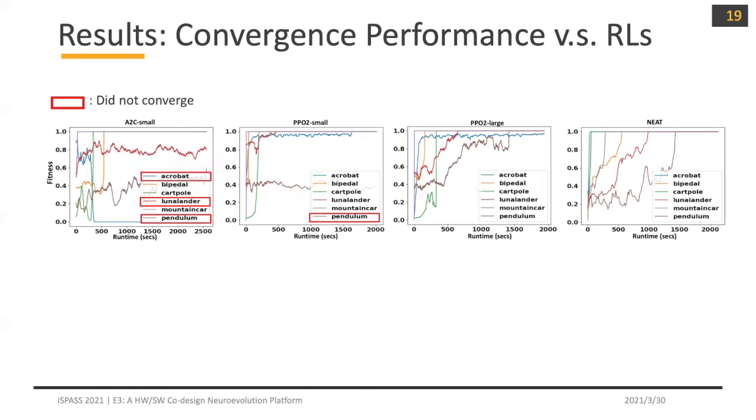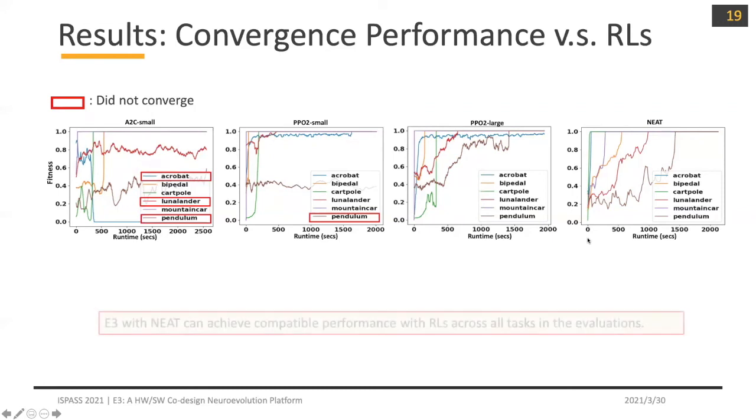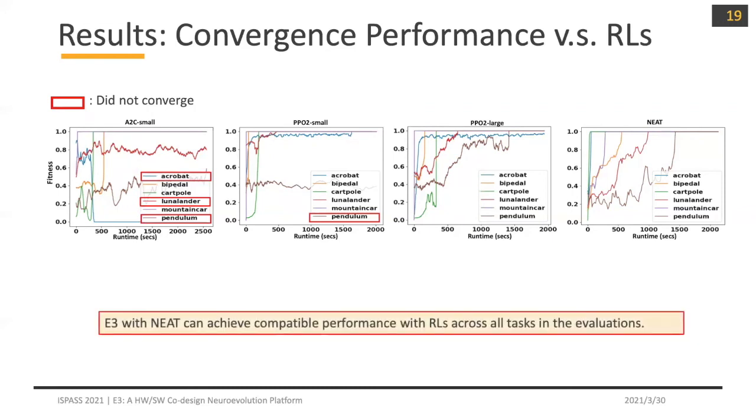First, we compare with the reinforcement learning. The first 3 graphs are the reinforcement learning with different configurations, and we circle the ones that cannot reach our fitness criteria. As you can see, for the reinforcement learning with small configurations, some of them cannot tackle the task. For the large configuration, it can always tackle the task, and so can NEAT. So NEAT can achieve comparable performance with reinforcement learning across all tasks in the evaluation that we investigated.